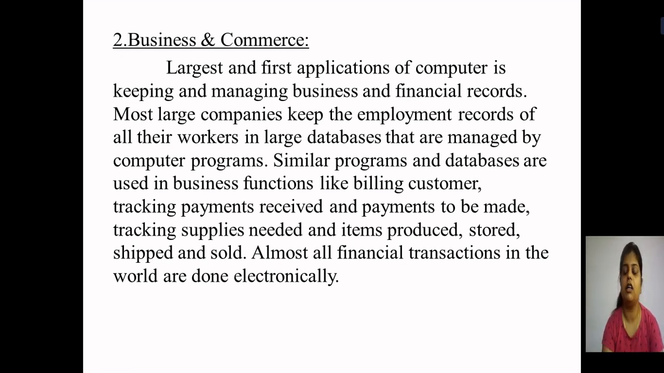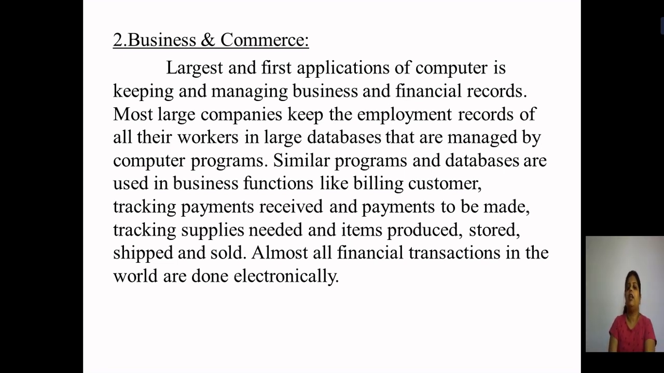It means the database is used to store the records or the data of the employees of a particular businessman. Similarly, there are different types of programs and databases also used in the business to perform functions like customer billing, what are the different payments done, tracking of a particular payment, whether the payment has been done or received, or whether it is in pending mode.